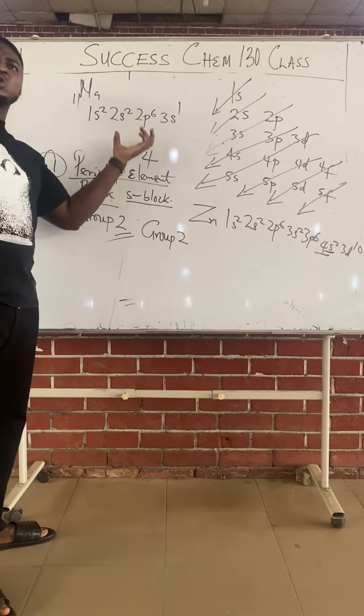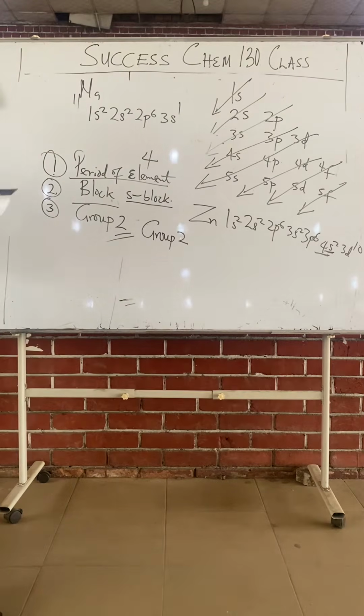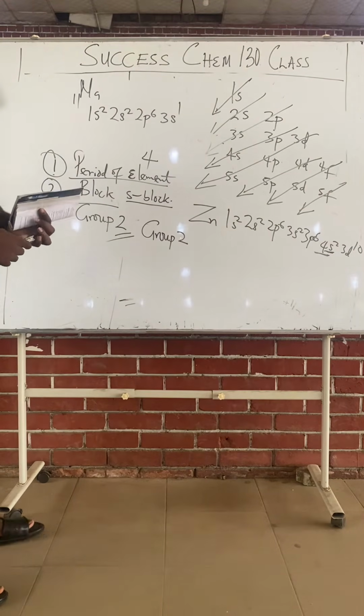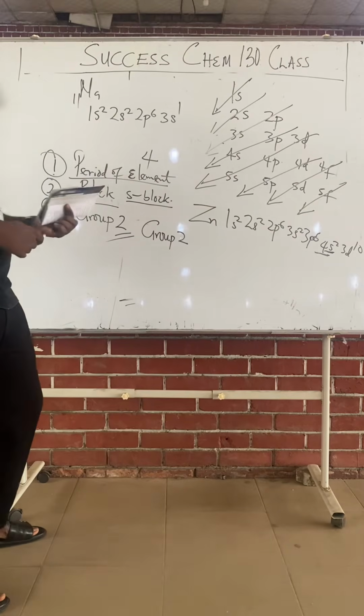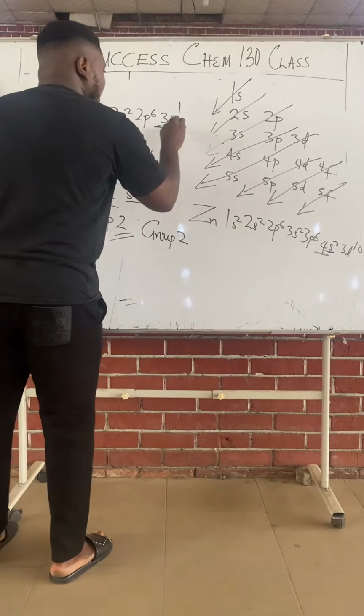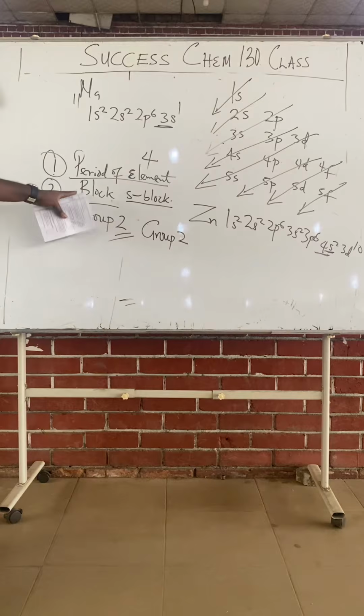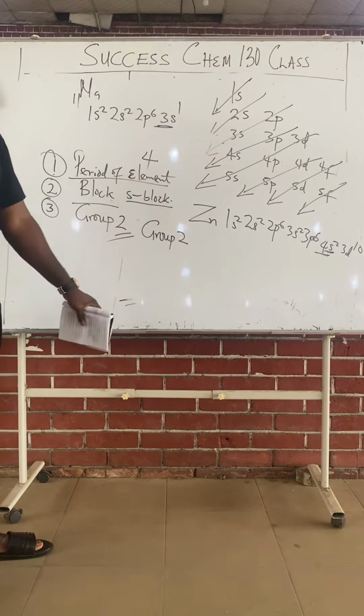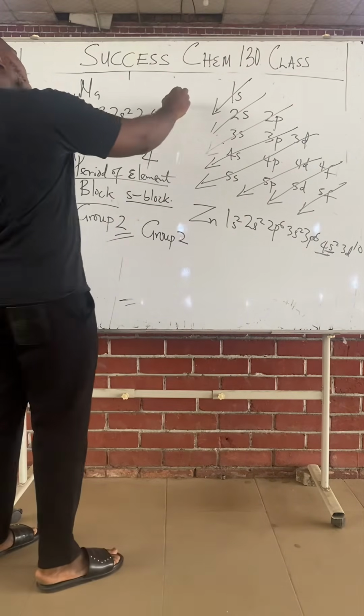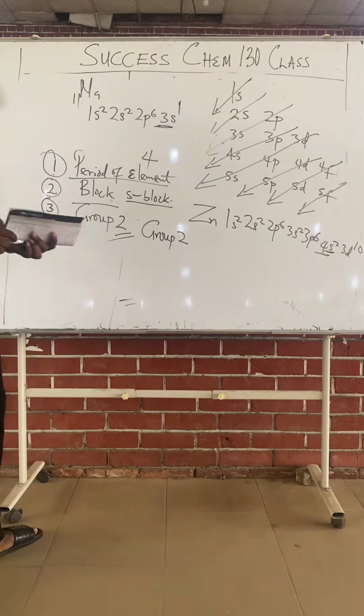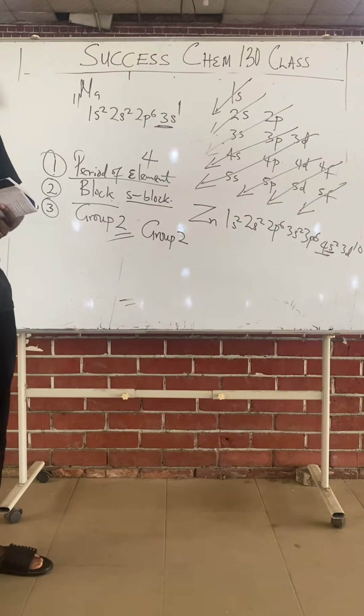Let's apply the same to sodium, class. From your understanding, what period of sodium belongs in the periodic table? Period 3, since the highest shell number is 3. What block? S block. What group? Group 1. Sodium is in group 1.